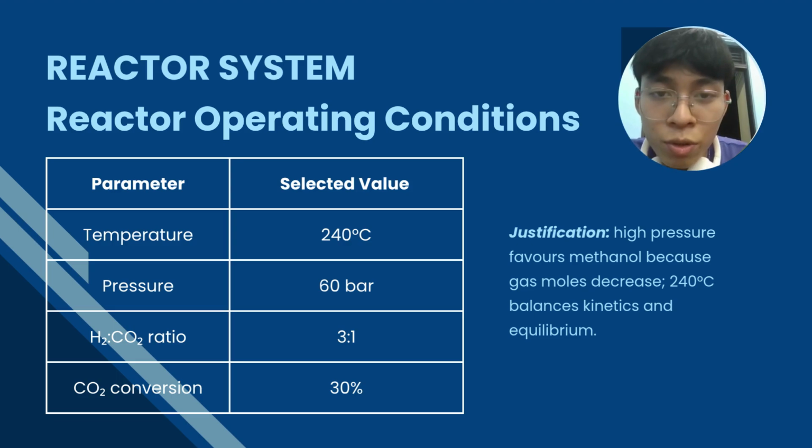The temperature of 240 degrees was selected as a compromise. Increasing temperature generally improves reaction kinetics, but because methanol synthesis is exothermic, excessive temperature becomes thermodynamically unfavorable. High pressure is beneficial because the main reaction reduces the number of gas phase moles. Therefore, according to Le Chatelier's principle, increasing pressure favors methanol formation. Our 30% conversion is used as a conceptual design assumption supported by comparable literature results, rather than being treated as a guaranteed industrial conversion.